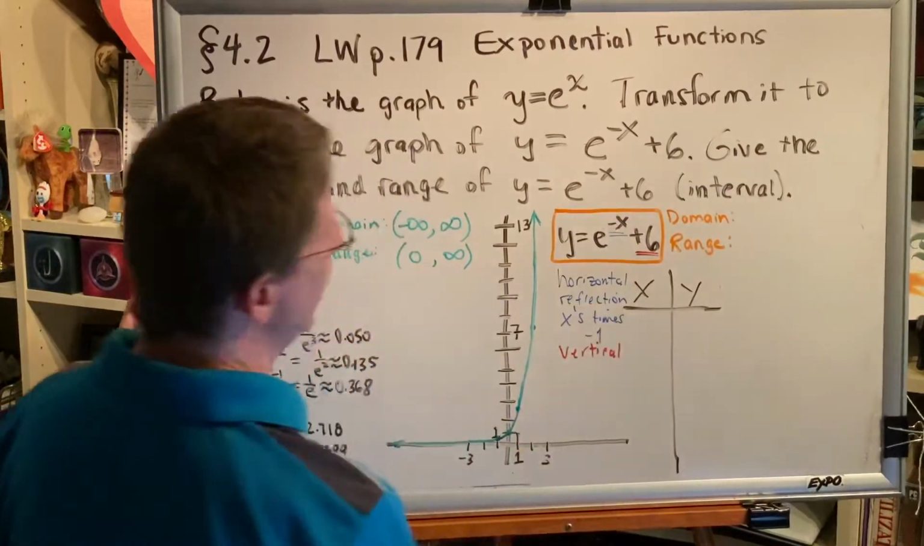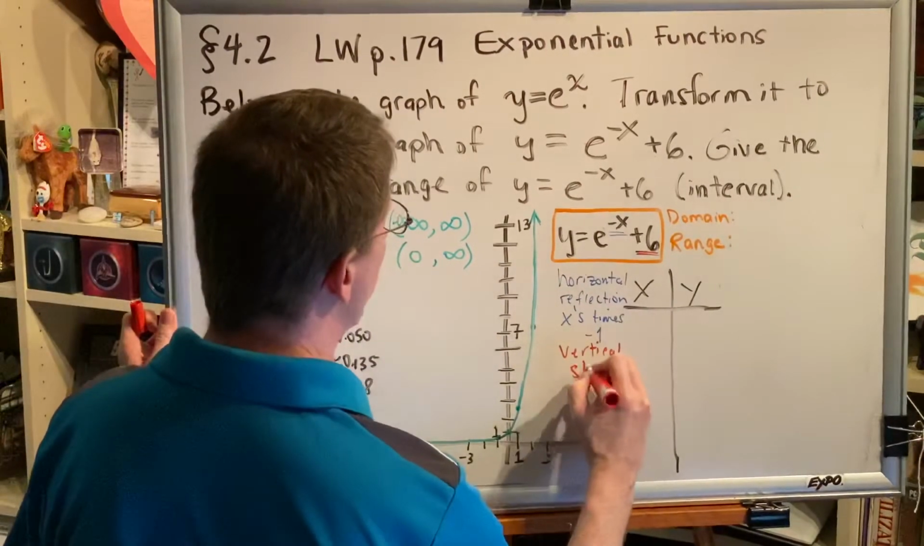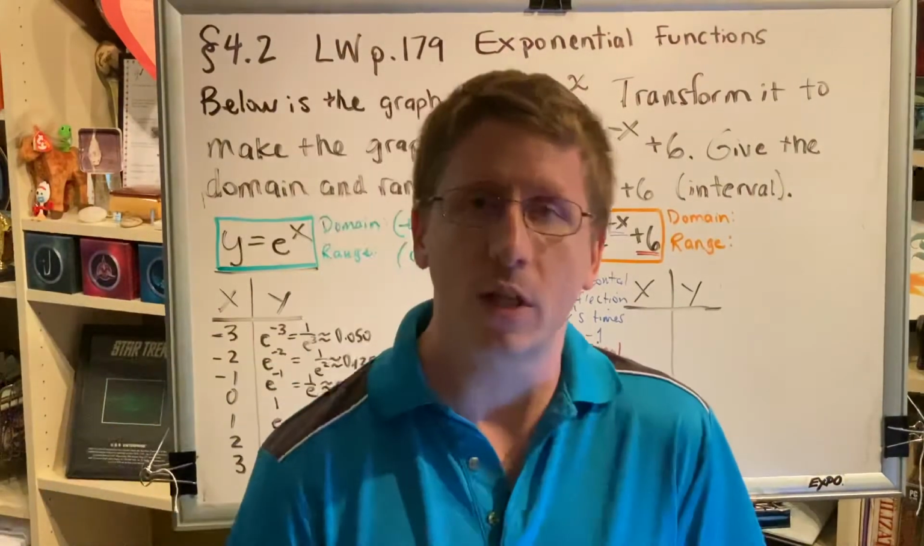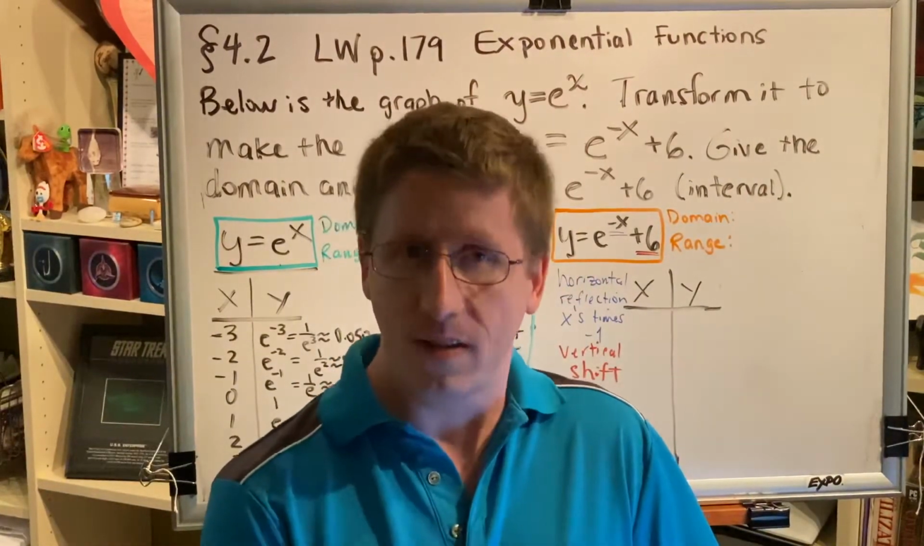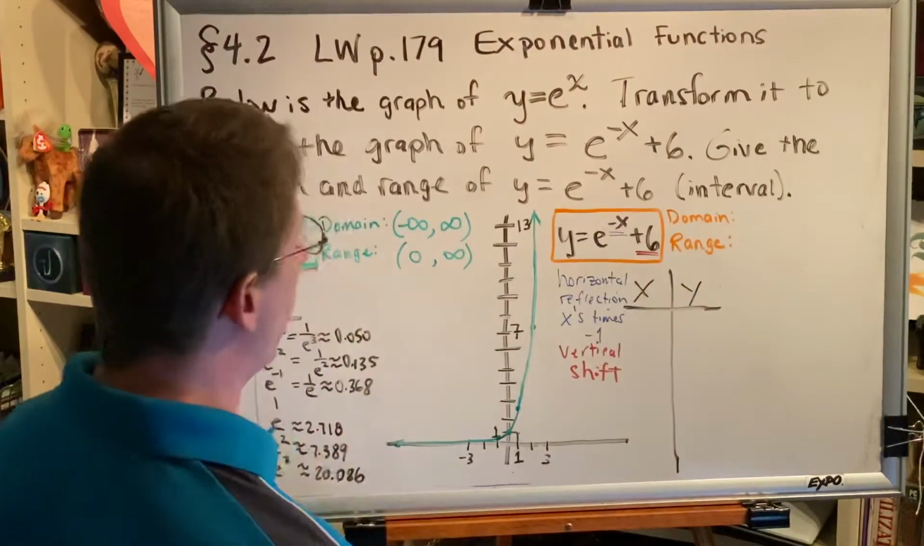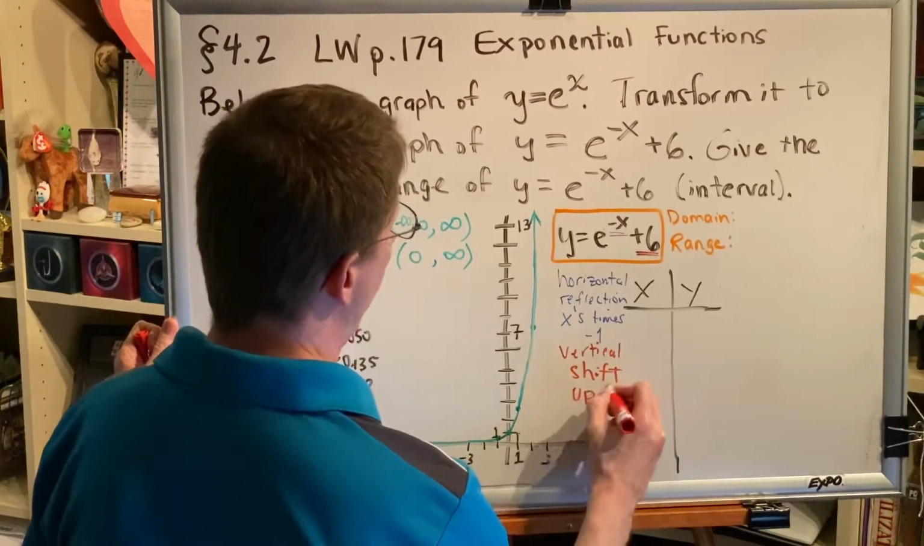Adding or subtracting is indicative of a shift. So this is a vertical shift. Vertical shifts behave the way you would expect. Positive or adding is up. Negative or subtracting is down. Well, this is adding, and so we're going to go up 6.